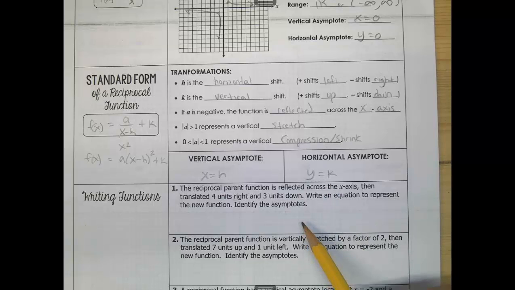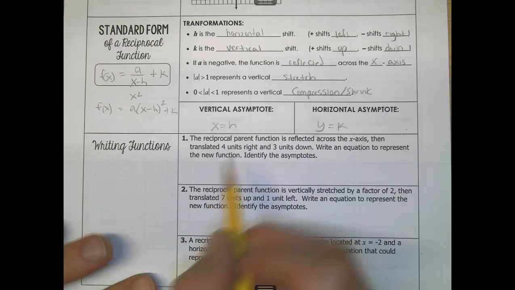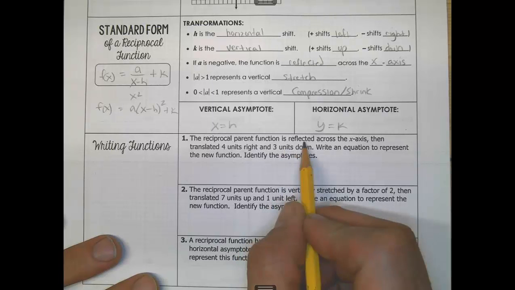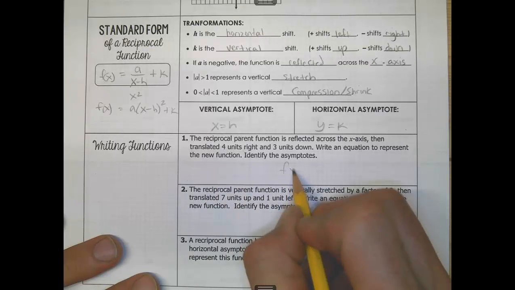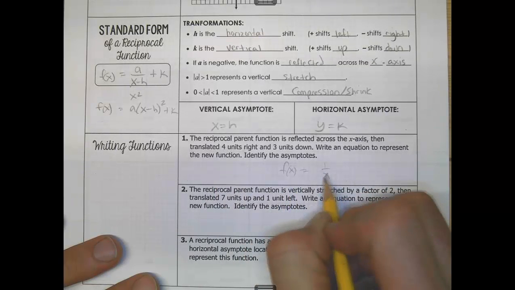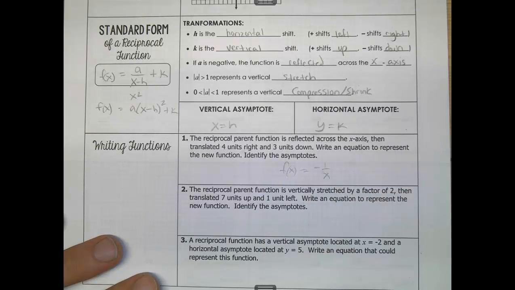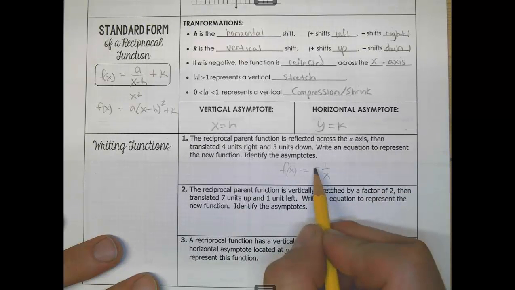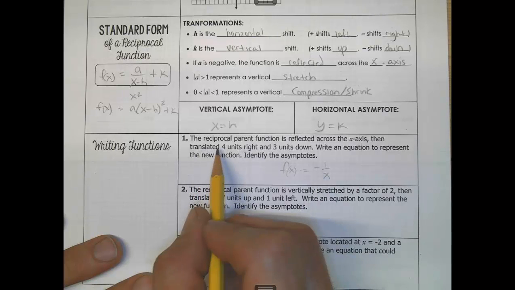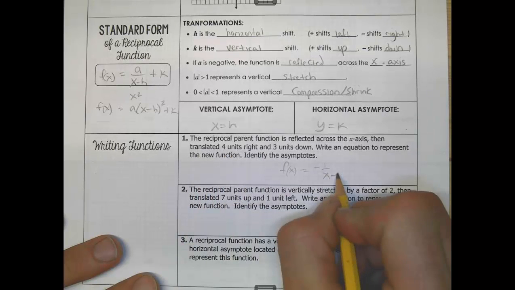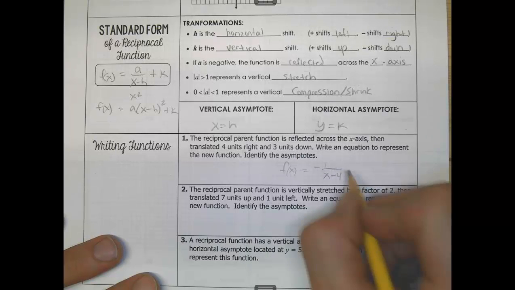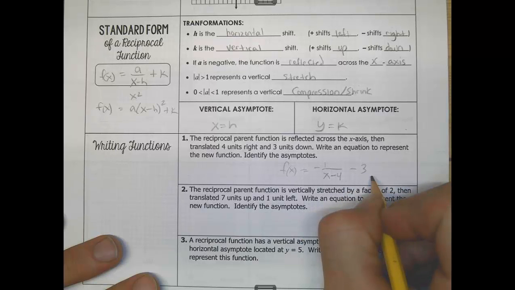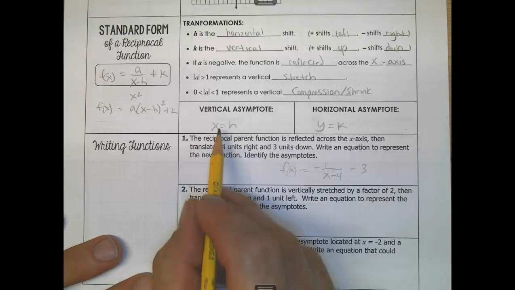All right, so let's do some examples here. We're going to take the parent function in this first example, and we're going to reflect it across the x-axis. What that does is it takes our function, f of x equals 1 over x, and we reflect across the x-axis, we change the sign on a, or change the sign out front. Next, it's translated 4 units to the right. 4 units to the right, we subtract 4 from x. Subtract and it goes right, add it goes left. 3 units down, we subtract 3 from the whole thing. All right, so here's our function. Now, to identify the asymptotes, once again, x equals h.